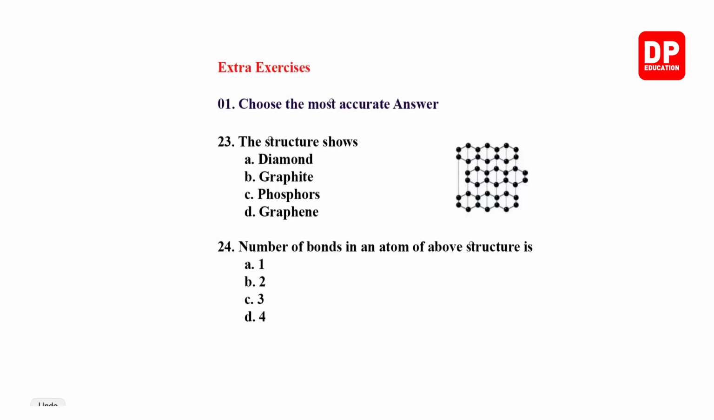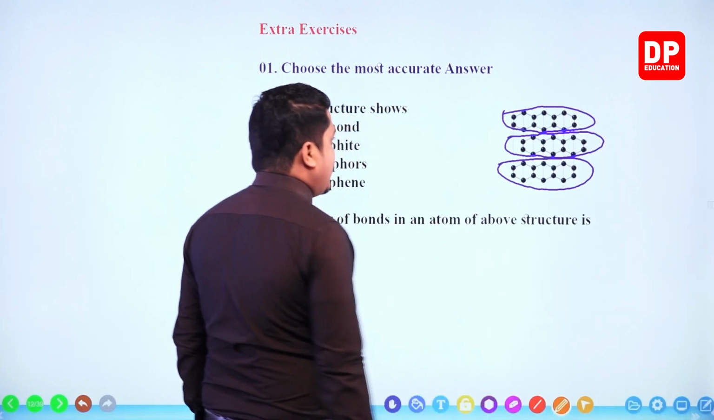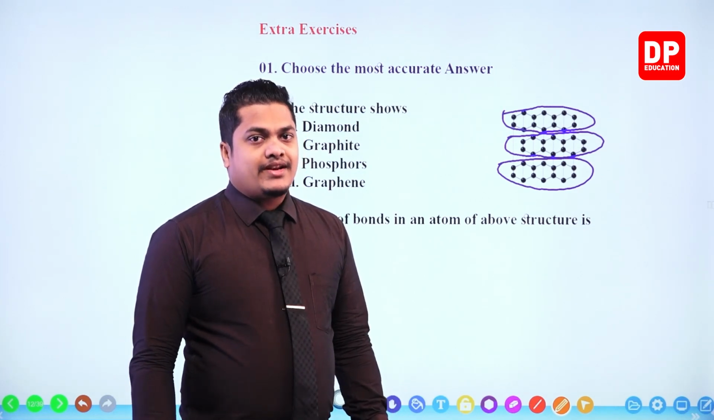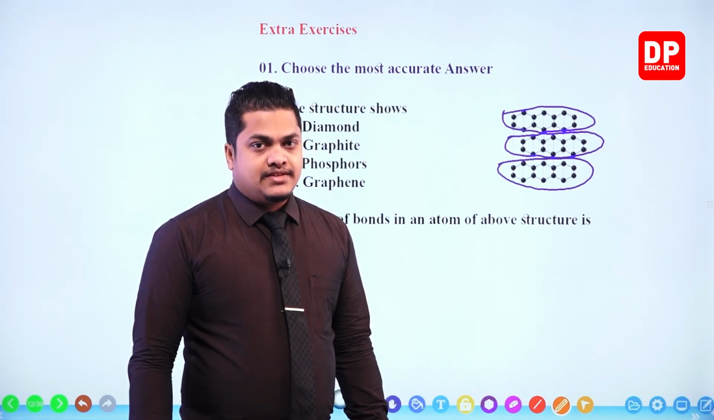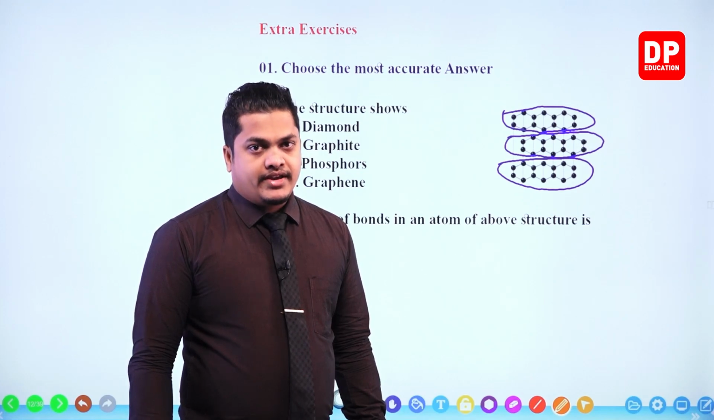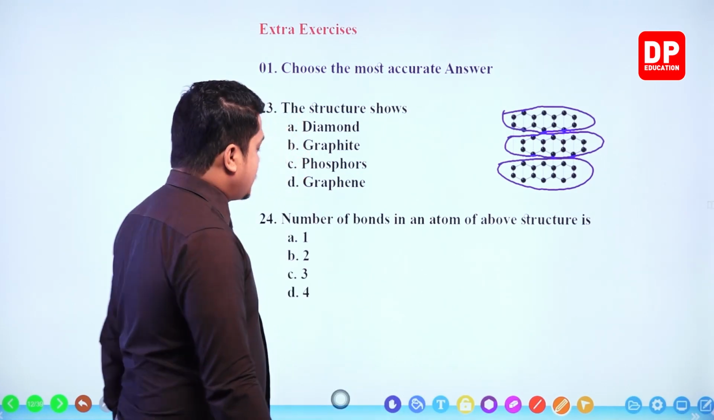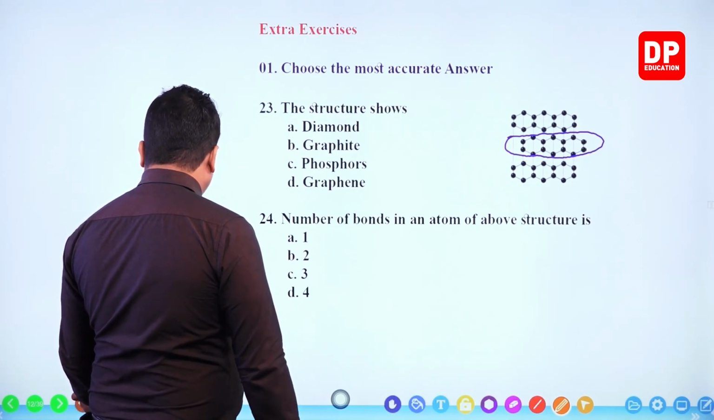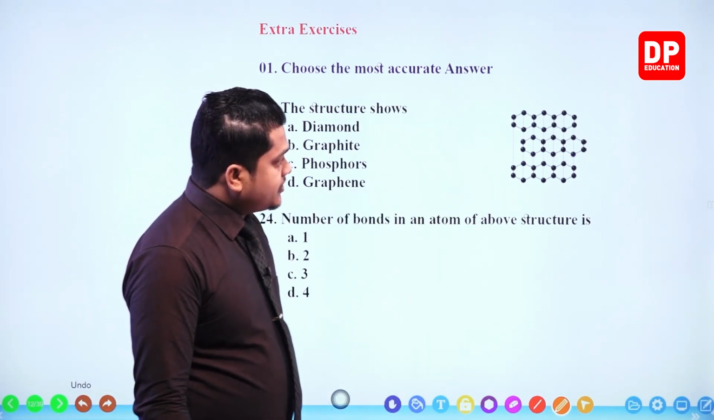my dear children. As you can see here, this is one single layer. This is another layer and this is another layer. So just by looking at this structure, you can come to a direct conclusion that this is definitely graphite. Without any trouble, just by looking at it, we can get the answer.